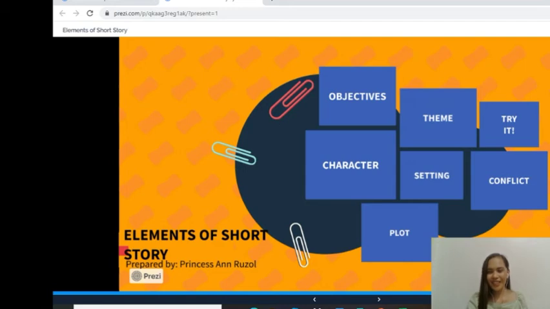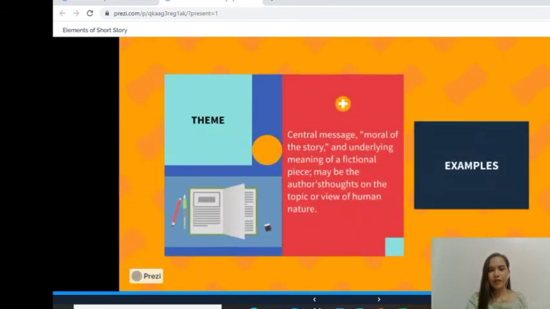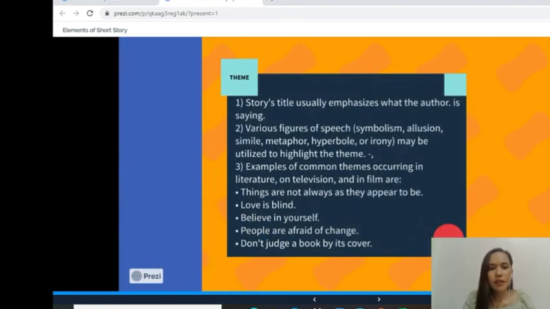Next, we have here the theme. Okay, the theme or the central message, moral of the story, and underlying meaning of a fictional piece may be the author's thought on the topic or view of human nature. The theme is very important because we have here examples. First, the story title usually emphasizes what the author is saying. Second, various figures of speech, symbolism, allusion, simile, metaphor, hyperbole, or irony may be utilized to highlight the theme.